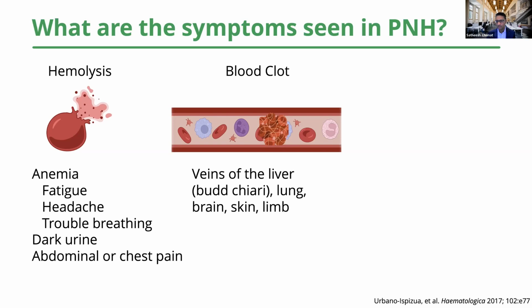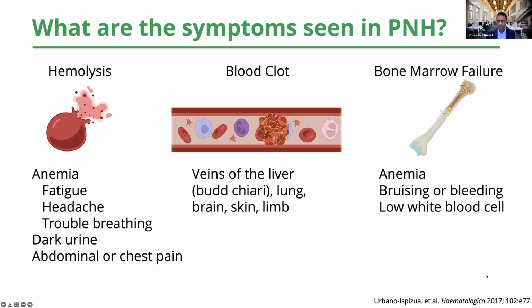Interestingly, you might have heard about blood clot or thrombosis occurring in the arm or leg. But in those with PNH, we tend to see the blood clots occurring in unusual sites. One of the most common ones that we talk about a lot is called Budd-Chiari syndrome. It's essentially a blood clot which occurs in the hepatic vein, one of the large veins which leaves the liver. It can also occur in the lung, resulting in pulmonary embolism or PE. It can also occur in the brain, in the skin, and of course in the limbs as well.